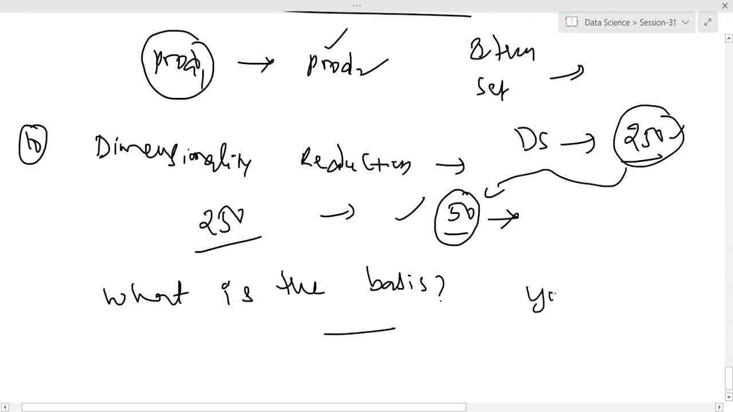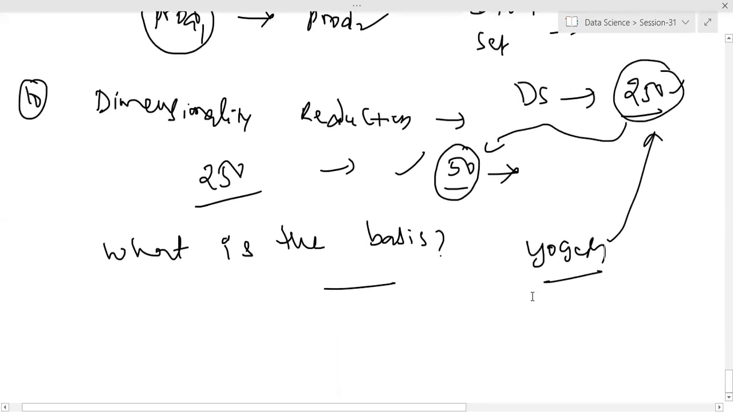See, if Yogesh is feeling that 250 features are more, he cannot randomly select his numbers, like 6 is his lucky number, so he checks 6, 12, 18. Like that, he cannot select. Because there is a setup actually.